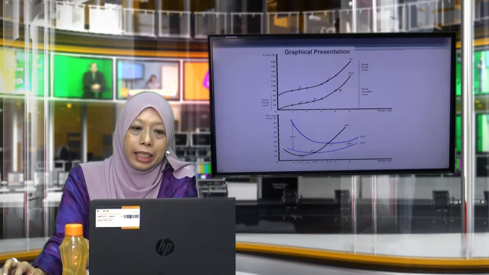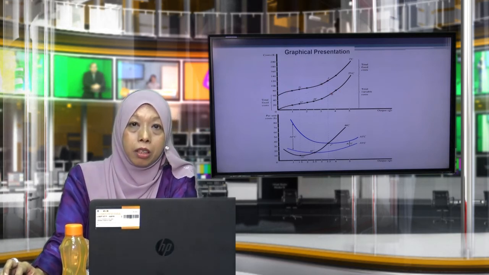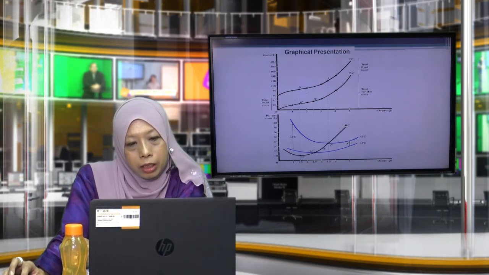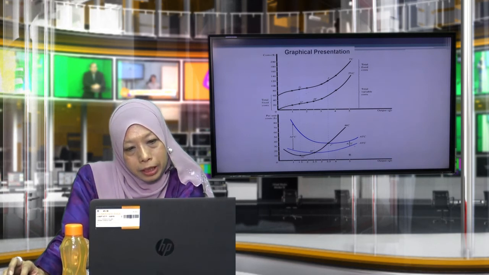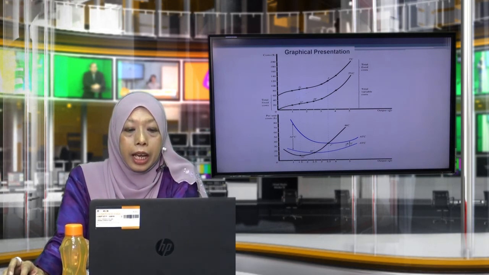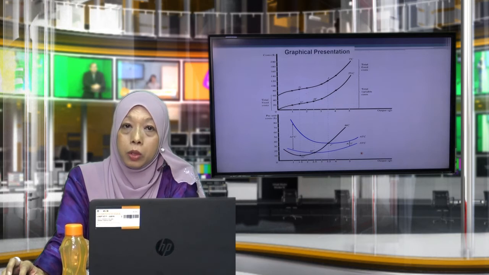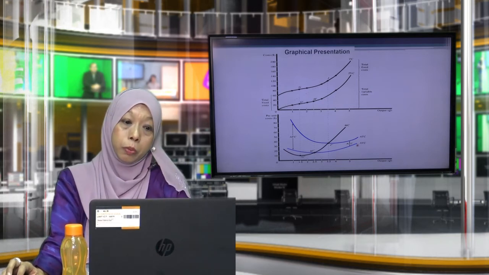Why is that the case? Because the difference between total cost and total variable cost lies in the value of your fixed cost. Now the bottom diagram shows you the average cost and also marginal cost, which I have shown you much earlier.